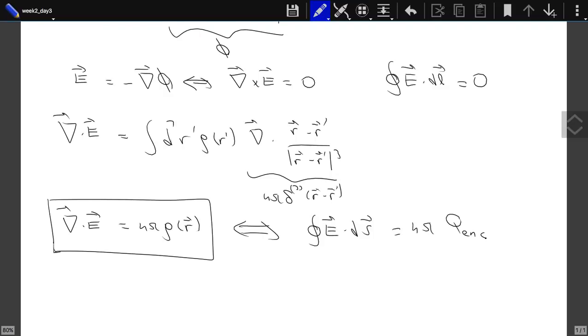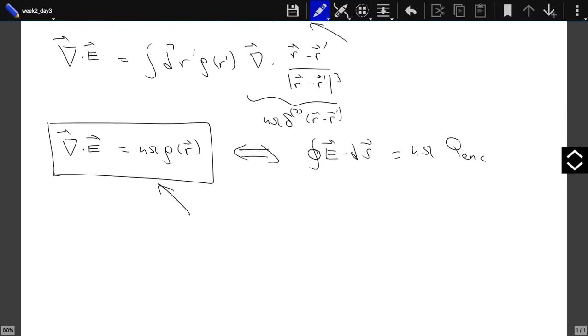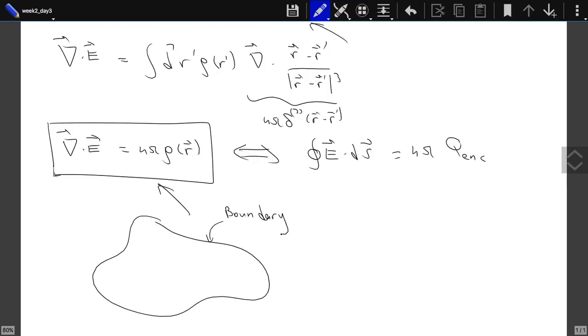This has to be satisfied at every point individually, and this curl of E is equal to 0. These laws tell us how the electric field changes from one point to the other. So if you know some properties of the electric field at the boundary, and you know the charge distribution inside, only inside, then these two differential equations will allow us to determine what the electric field is at every point.